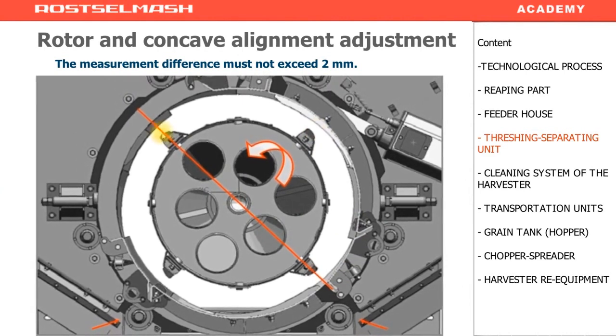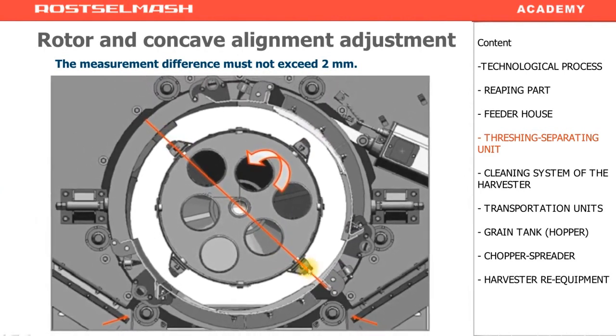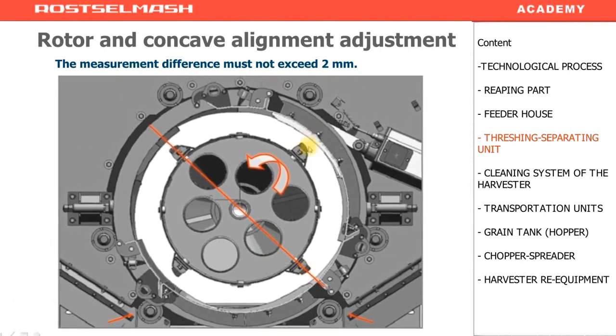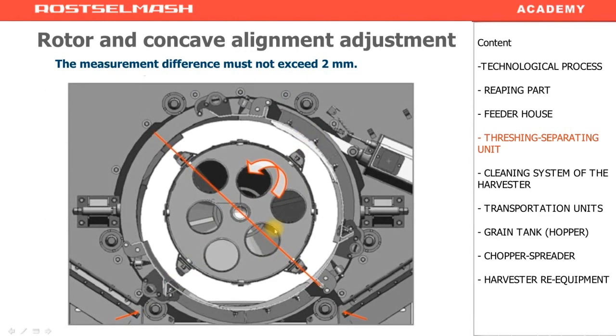The checking procedure goes as follows. You measure the distance cornerways here and here. You check how big the difference is in these 2 points. The distance must not be more than 2 millimeters. If the distance is bigger, you have to start the alignment.